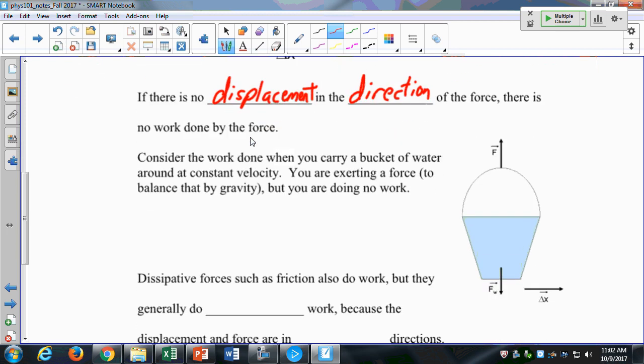So for example, if I have this bucket of water, and I'm exerting a force upward in the y direction, but then I move it around the room at a constant speed, and if I'm moving it at a constant speed, that means there's no net force acting on it in the x direction. If I'm doing that, what is the work that I'm doing on this bucket of water? Am I doing work on it, or am I not doing work on the object? No work at all, because I'm applying a force in the y direction to hold it up, but it's not moving in the y direction. Instead, it's moving around in the x direction. And so sometimes you can have forces that are acting, but they're not doing work, like this.